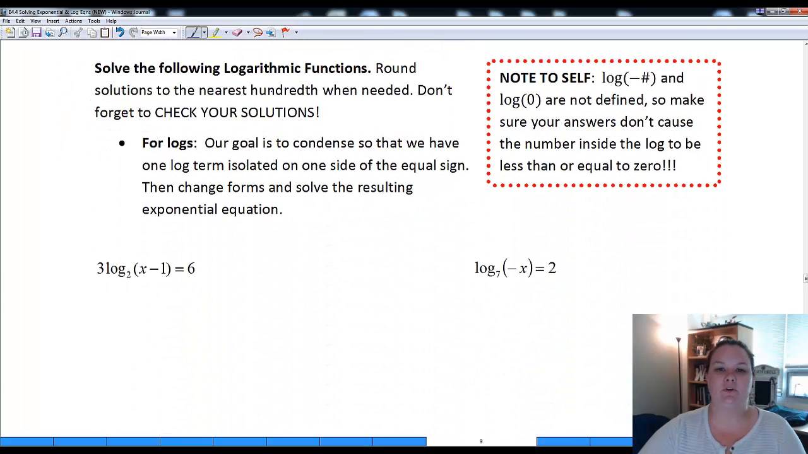Now remember, when we're solving for logs, if we have more than one term, we need to condense those terms into one. We need just one isolated log term on one side and then our constant number or value on the other side. We also have to remember that anytime we have logs, we have to worry about log of a negative and log of 0. So we have to check our answers when we're dealing with logs. Okay, so let me go ahead and show you a couple.